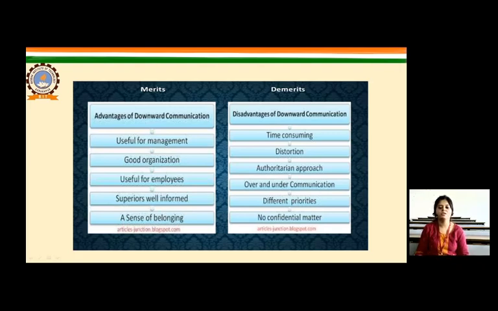Then no confidential matter, because everything from the top management is being told to each and every employee at each and every level. So there is no confidentiality, there is no secrecy of information, and everybody gets to know every single thing, which at times is not good when you have some sensitive information for the company.